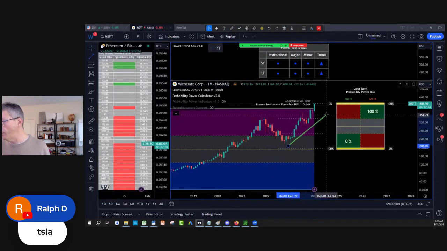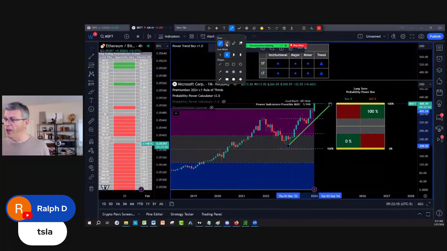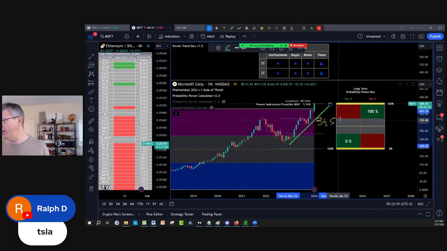But I would put a little bit of a structure line like this. And at the very least, I would not add into my Microsoft position until we have a retest of 345. 345, right there, the edge of the calculator is right there, 345, 340 area. You retest the edge, and then you go for the new high.